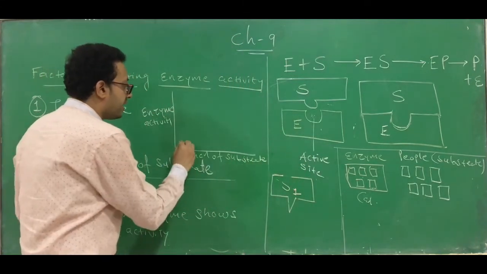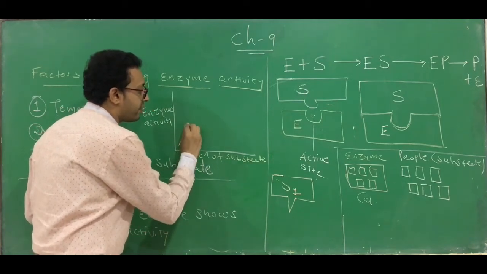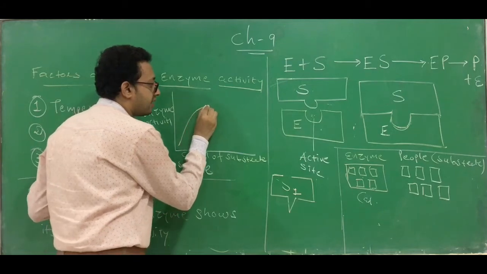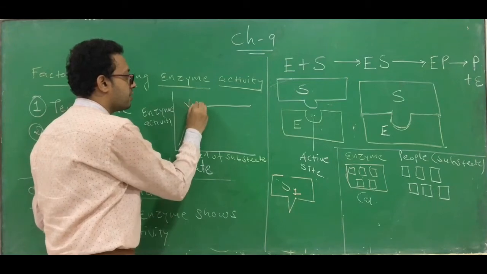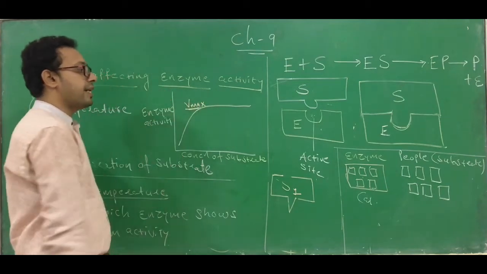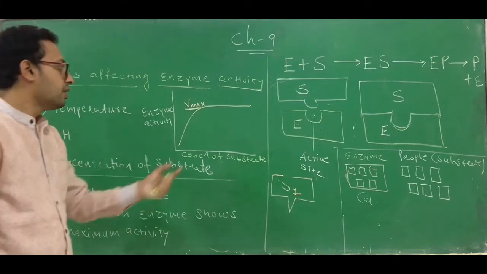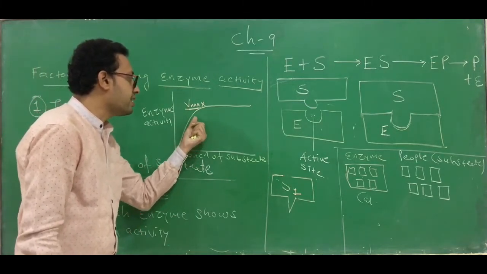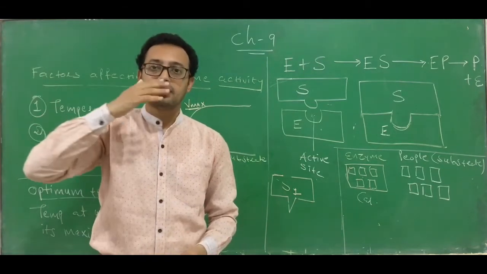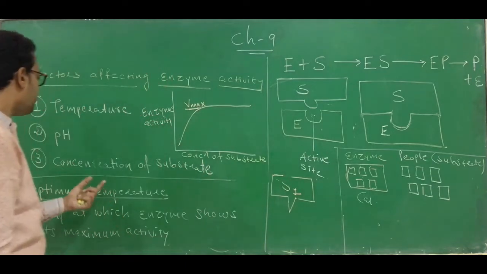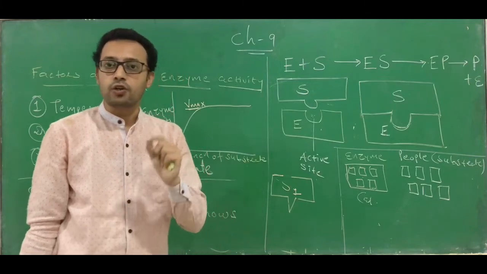Initially, as you increase the concentration of substrate, the rate of reaction increases, but after saturation it becomes stable, and this is called the maximum activity or maximum velocity, what we call Vmax. That is going to be achieved. Okay, clear? So initially the rate of reaction increases, then it becomes stable, or it becomes saturated. And thus there is an effect of concentration of substrate on the enzymatic activity. Clear? So I hope it is clear.